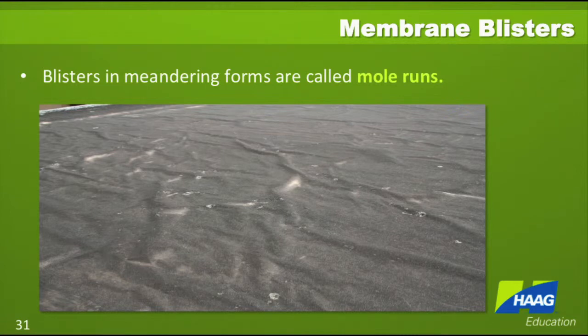When blisters on the roof are going in meandering various forms, they're known as mole runs for the appearance that we see in this photograph.